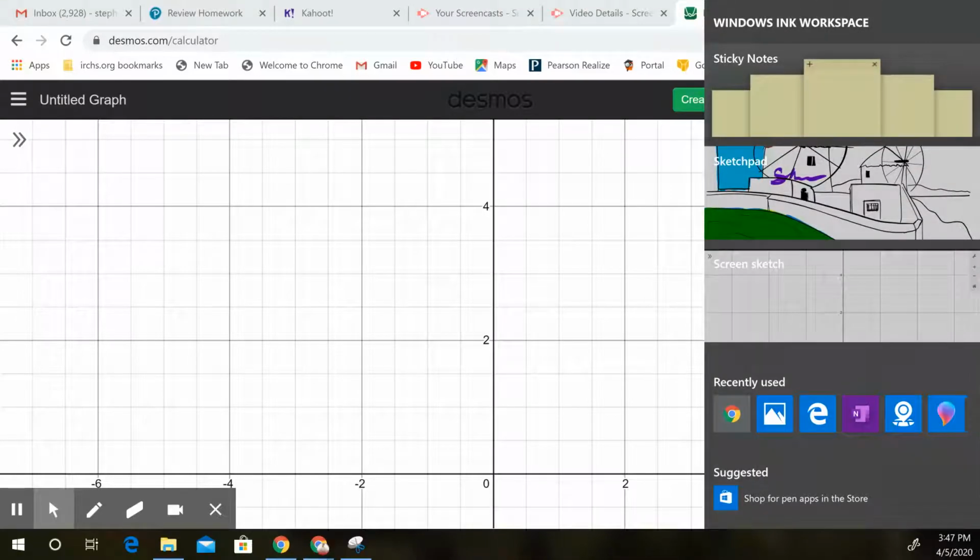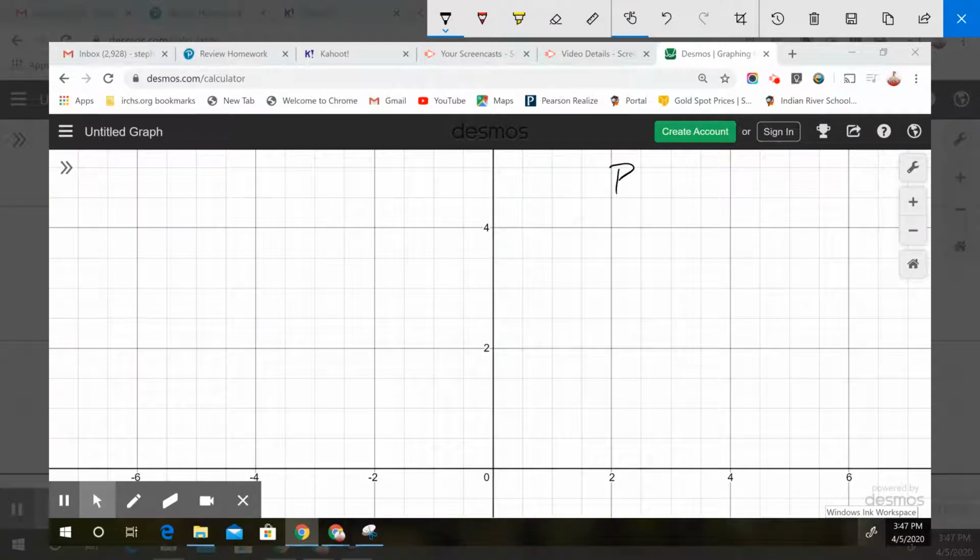So here we are. We're going to talk about the parent function for quadratics. We've been talking about quadratics, kind of, but this is the actual beginning of the quadratic unit for us. The parent function for the quadratic is y equals x squared.